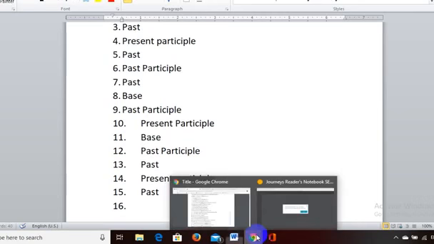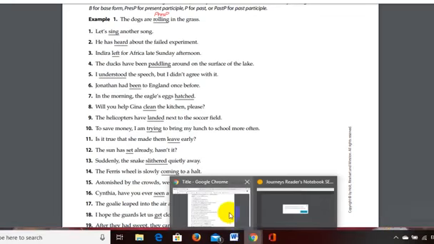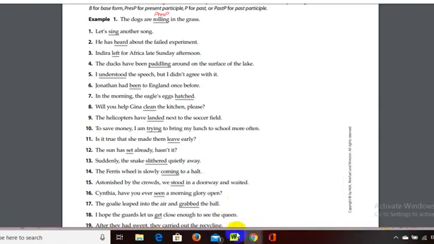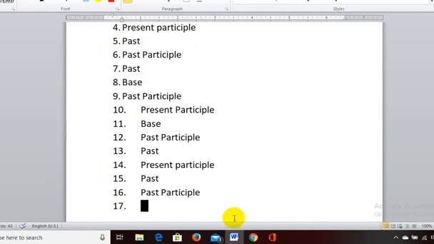Number 16. Cynthia, have you ever seen a morning glory open? Seen. Have you ever seen? Have seen. So that's going to be in which form? Seen here is in the past participle form. Yes. Okay. So we're going to say past participle. Okay, great job.